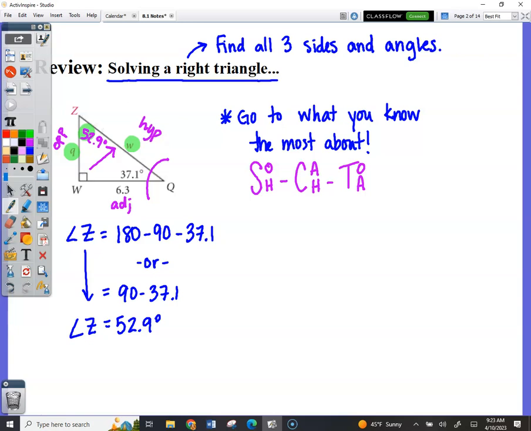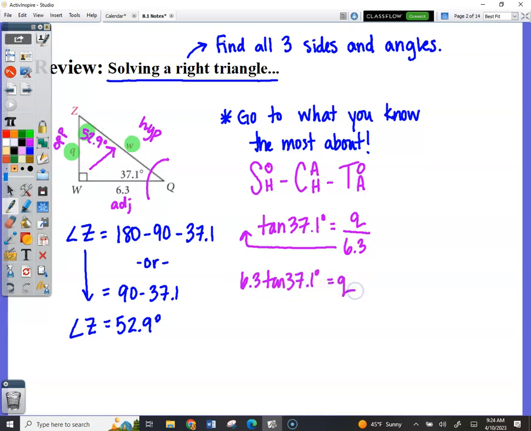Okay, so set it up. Which trig function uses opposite and adjacent? Tangent. So tan of the angle measure equals opposite over adjacent. So that's the trig function set up. To get Q by itself, you're going to cross multiply the 6.3 to the front, and then you type it in your calculator.